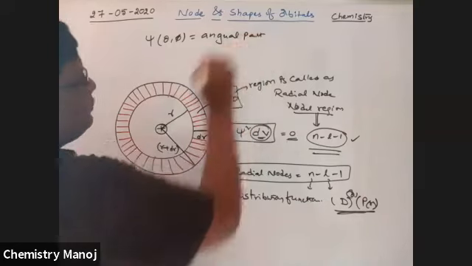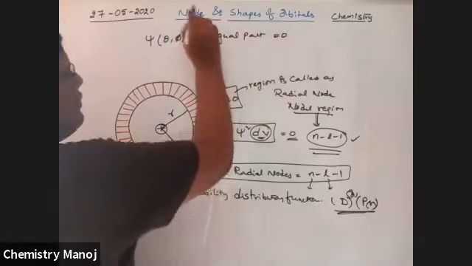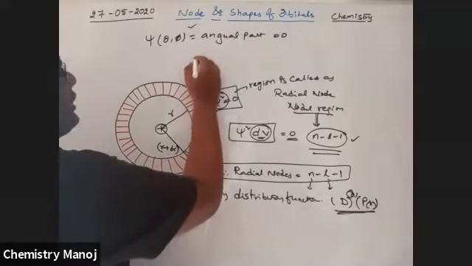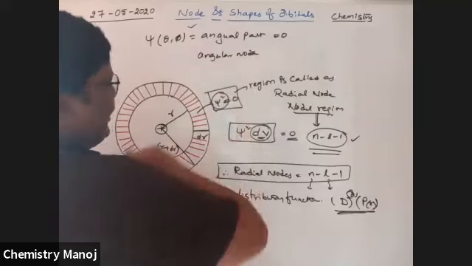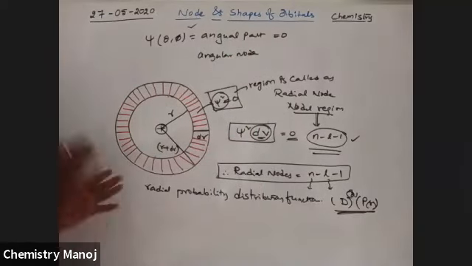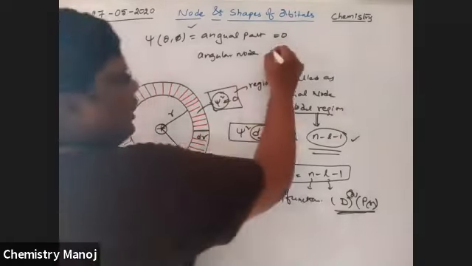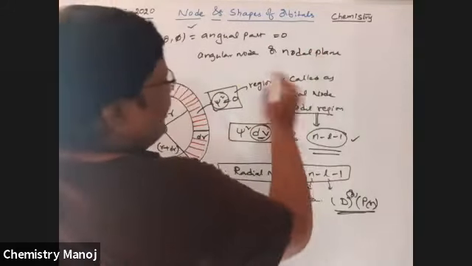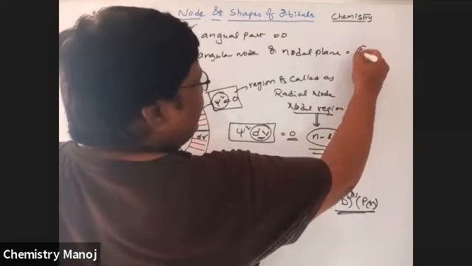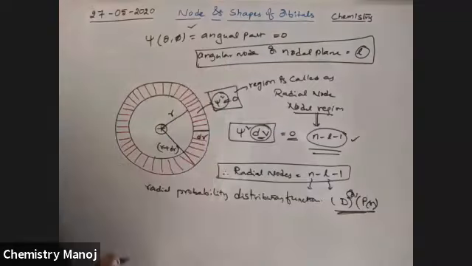If the angular part of the function is equal to 0, that is, the psi-square angular part is equal to 0, that is called an angular node. At a particular value, along the x-axis, along the y-axis, at a particular angle. So if that psi-square becomes 0, that is called angular nodes or nodal planes. So this number of angular nodes or nodal planes is equal to L. Numerically, the value is equal to L for a particular orbital.